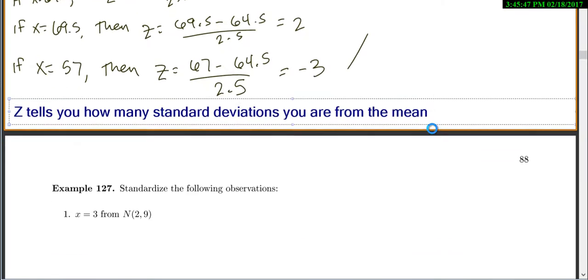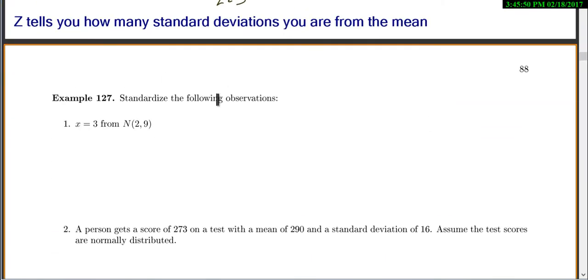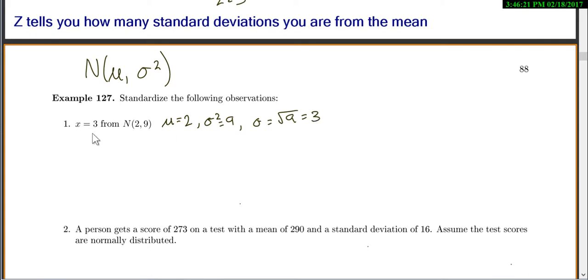Okay, let's try our next example. Let's standardize the following observations. These are just a bunch of different examples. First, we remind ourselves that we use the notation normal with a mean and variance. Number one, x equals 3, and we have a normal distribution of 2 and 9. This means our mean is 2 and our variance is 9. To find the standard deviation, we take the square root of the variance, which is 3. It's kind of unfortunate that this is a 3 and that's a 3, but we can still do it.